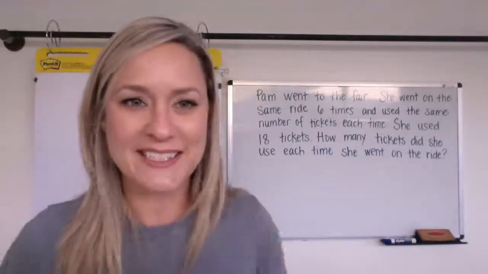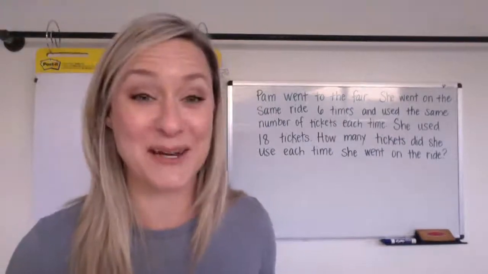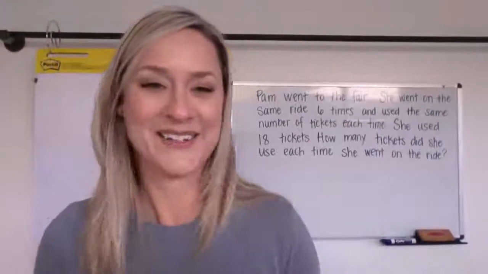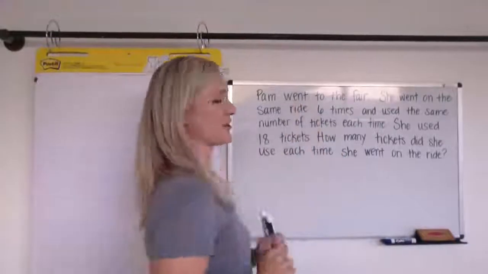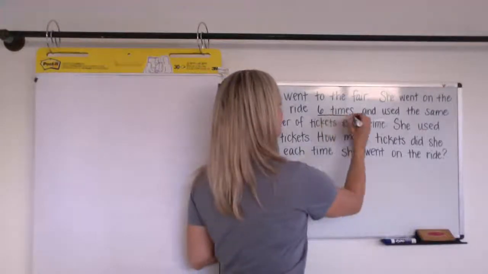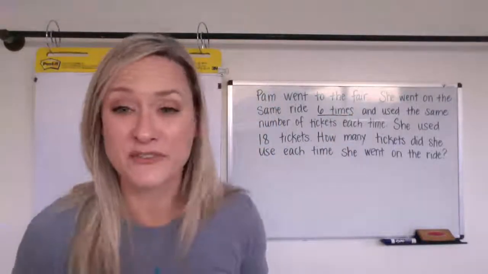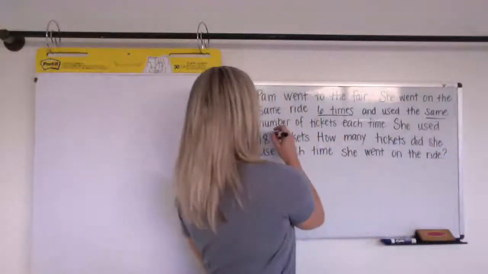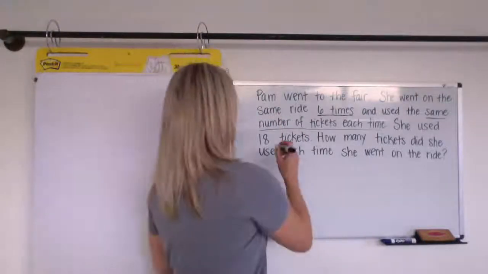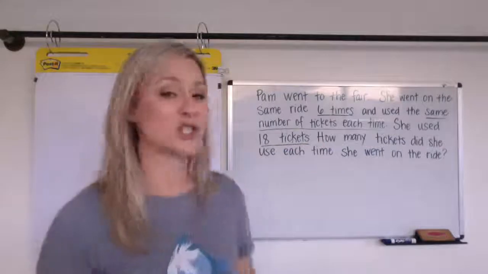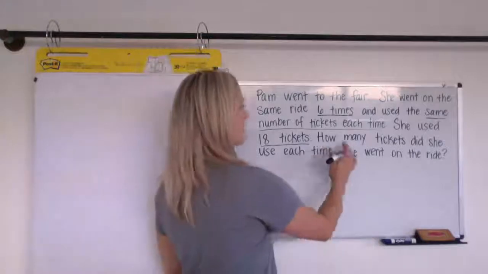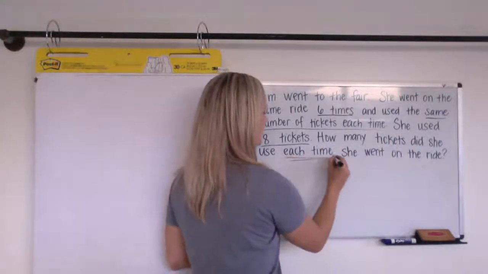Okay, so let's list off what we know for sure. Pam went to the fair. We already know that. She went on the same ride 6 times. So we know that for sure. And she used the same number of tickets each time. We also know that she used 18 tickets. And we are trying to figure out how many tickets she had to pay each time. So how many tickets did she use each time she went on the ride?